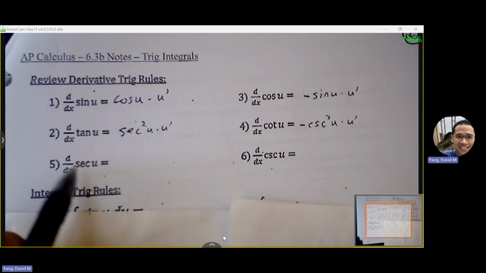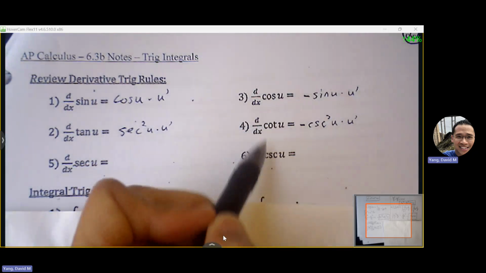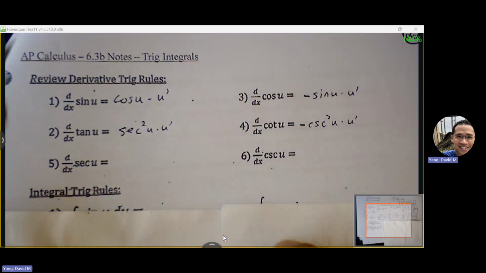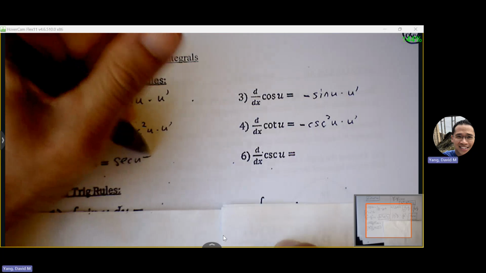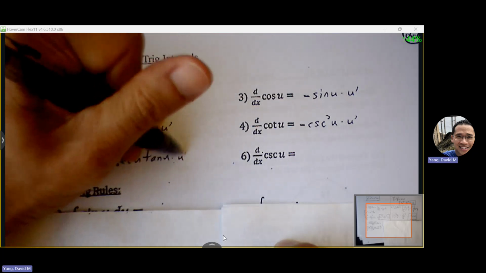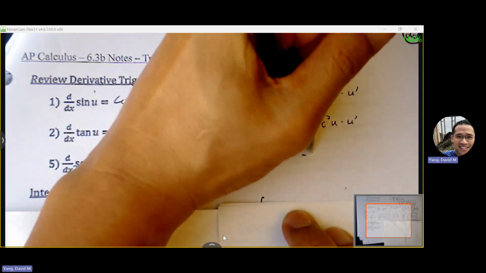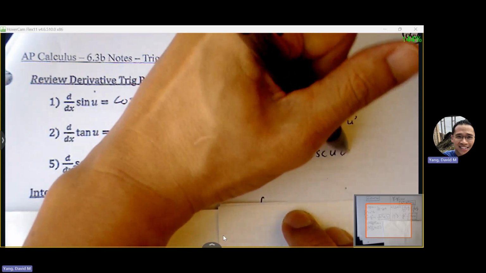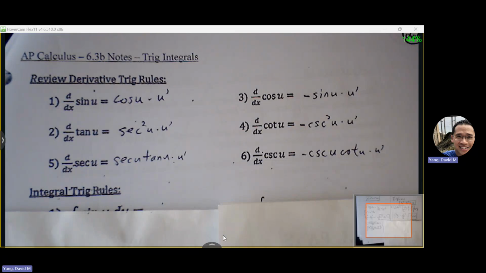We talked about how tangent and secant, their derivatives involve each other, and then cotangent and cosecant copy that as well. Okay, secant's derivative: secant u tangent u times u prime. Cosecant's derivative: negative cosecant u cotangent u times u prime. Okay, are you good? You feel comfortable with these rules?